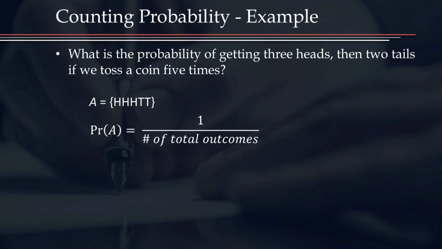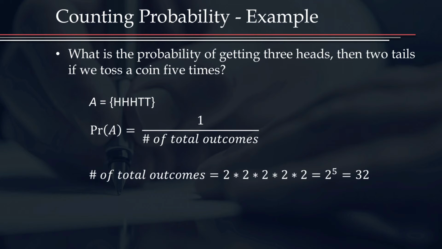And we'll see how that works here in the coin flip example. So again, I need the number of total outcomes, and this can be broken up into 5 different stages, one for each coin flip. Now for each stage I have only 2 options, either heads or tails. And so I can multiply 2 times 2 times 2 times 2 times 2, 5 times, to get 2 to the 5th, or 32. This gives me the denominator for my fraction, and so I have that the probability is 1 out of 32.